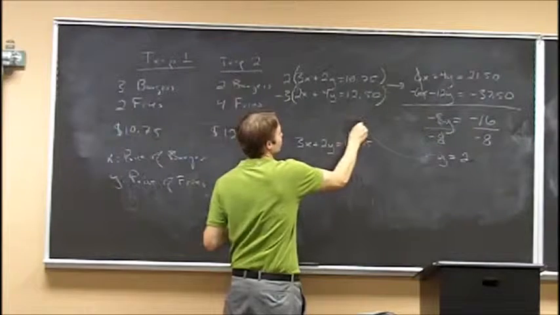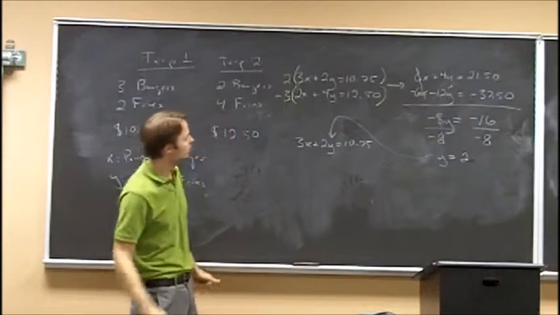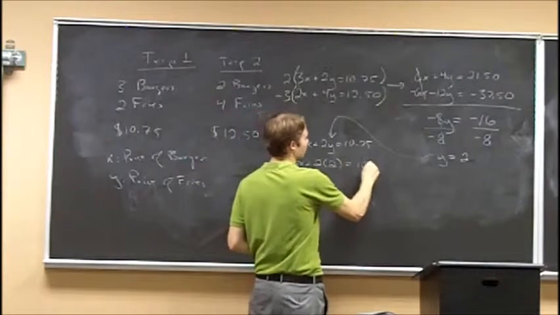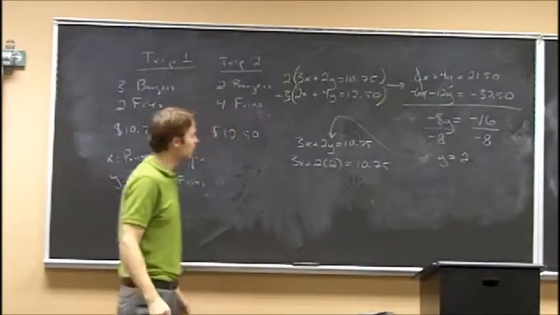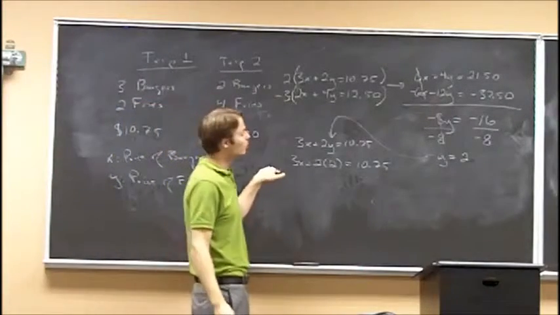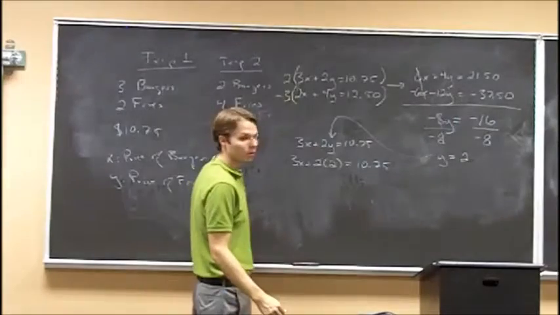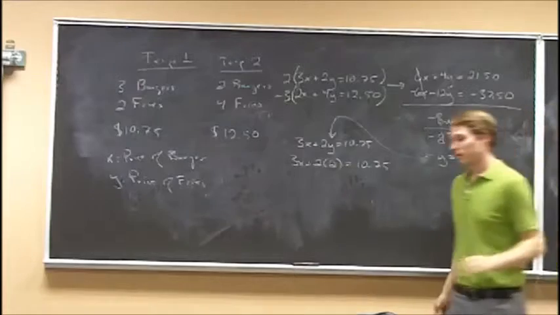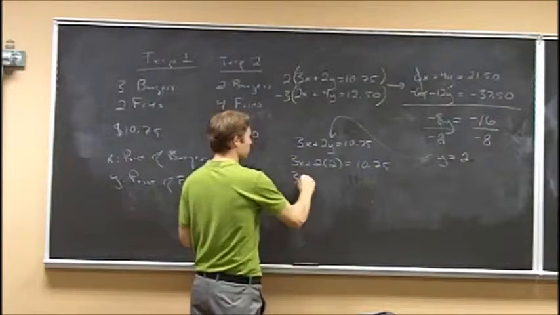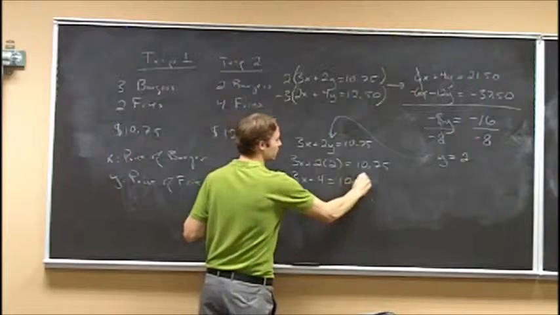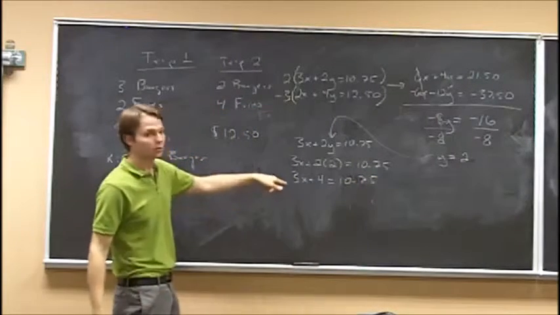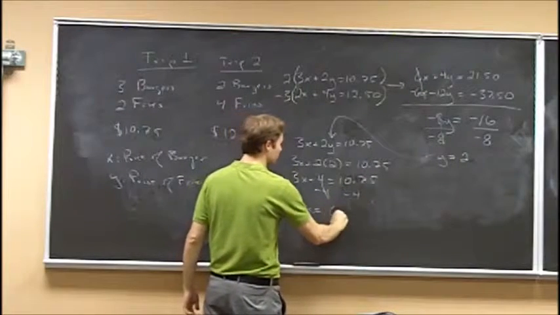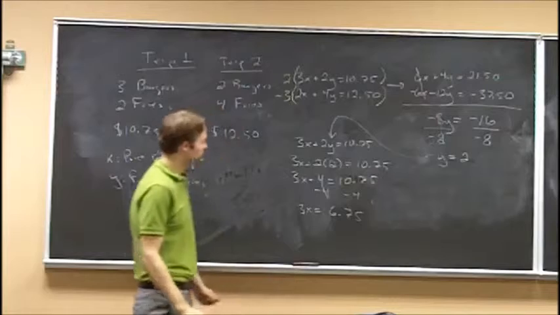And I'll plug in 2 for y. So here I'll replace the y with a 2. And I get 3x plus 2 times 2 is equal to $10.75. Now I have an equation that only has an x in it, so I'll just need to solve for that. Let me move this podium in case it's in the way. So 3x plus 4 is equal to 10.75. Subtract a 4 from both sides. I get that 3x is equal to 6.75.